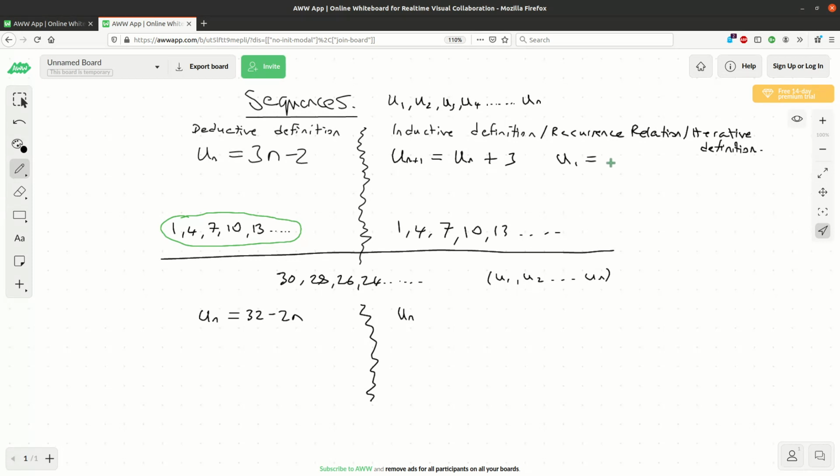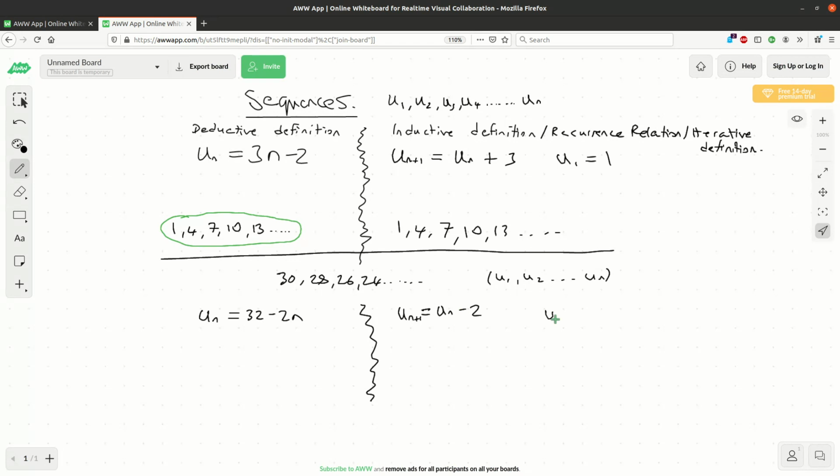Okay, so for this one, Un+1 equals Un, take away 2. Yeah, in other words, to get to the next term, what you do is take the last term and take away 2. We also need the first term, so U1 is 30, yeah? And that's the difference between these deductive definitions and these recurrence relations, yeah?